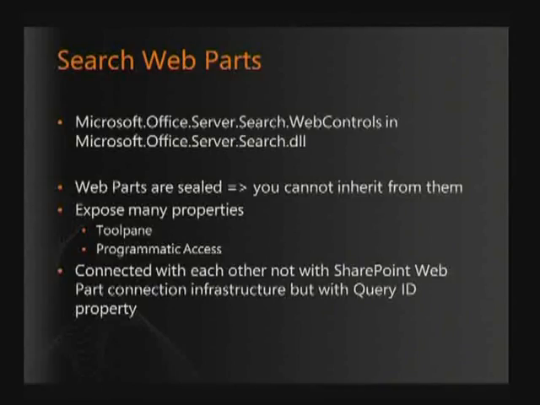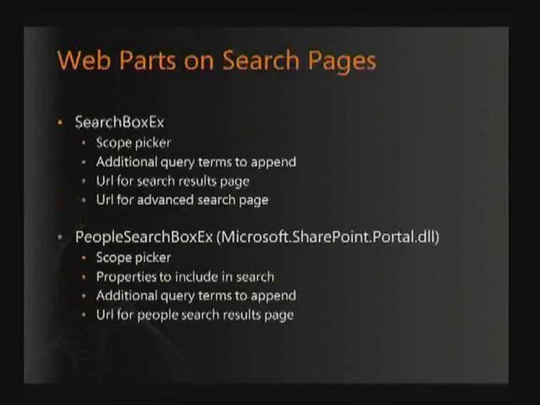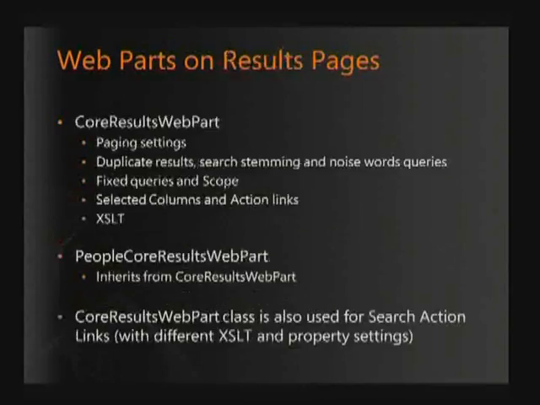And then all of them can communicate with each other. So it's not the normal web part communication infrastructure that is being used. Don't ask me why. This is just how it is. But it makes life a little bit more interesting if you want to customize things. So what do you have? You have the search box X. That's the search box that you saw on the page. It has a scope picker. There are a couple of things you can do here. We have a different flavor of it that sits in another DLL, the Microsoft.SharePoint portal.dll, but that's tuned for doing people search. The most important one is the core results web part.